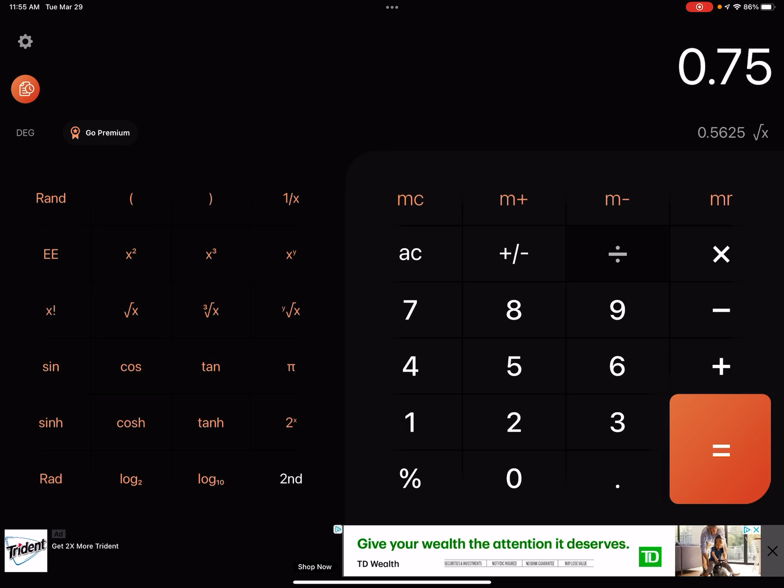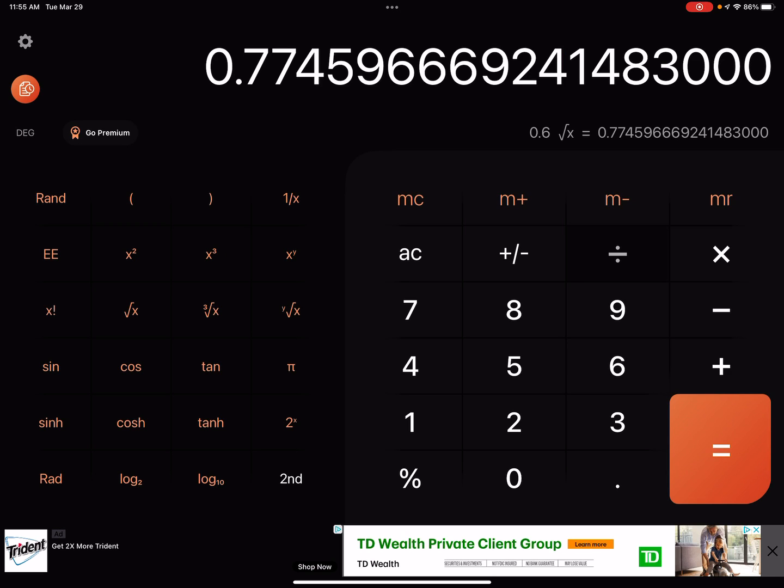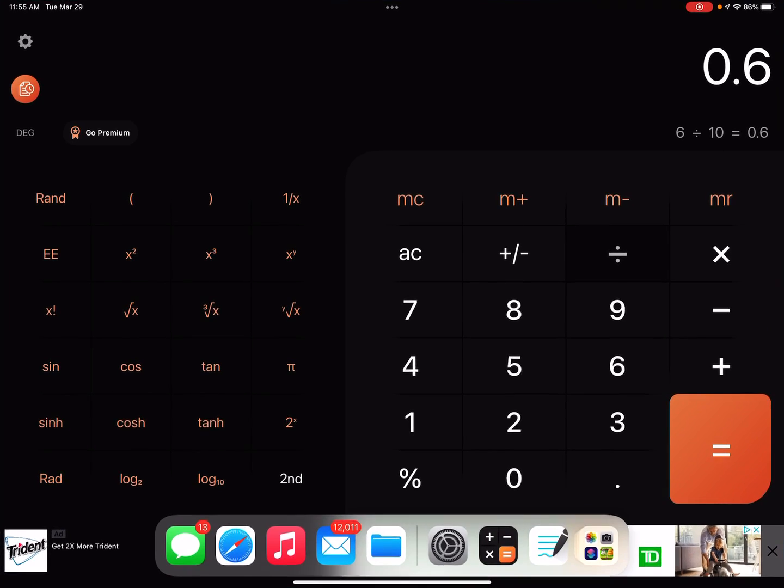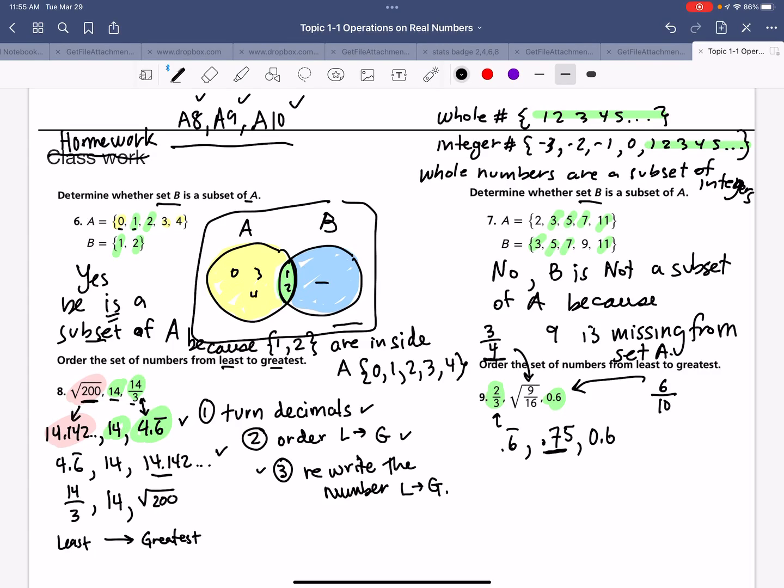Okay, so 0.6, Ms. Cruzmark says that's the same number as 6 divided by 10. Yep, 0.6. So in fact, although they don't look like it, all these numbers are rational because they don't keep going in an unknown pattern. So these are all rational. Let's order them. We turn them to decimals. Now let's order them least to greatest.